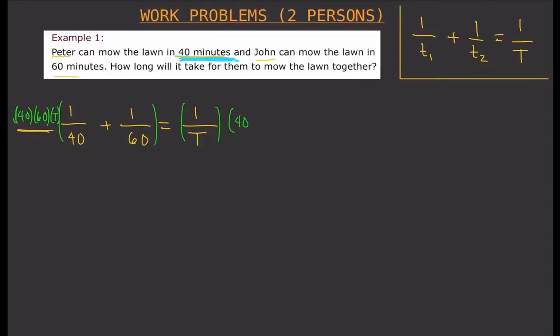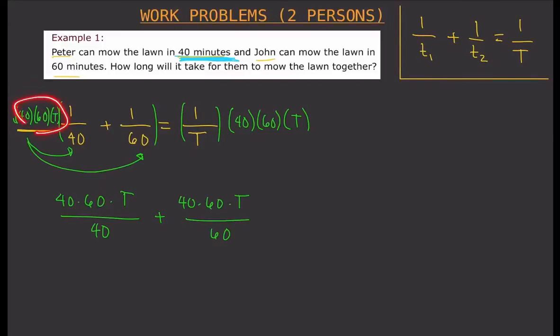So I'm going to multiply 40, 60, and t. Now the next step is to distribute this factor over to our terms. So we'll get 40 times 60 times t divided by 40. So that's this one right here. And then we're going to add plus 40 times 60 times t over 60. So that's this times that. And then here we'll have equals 40 times 60 times t over t.